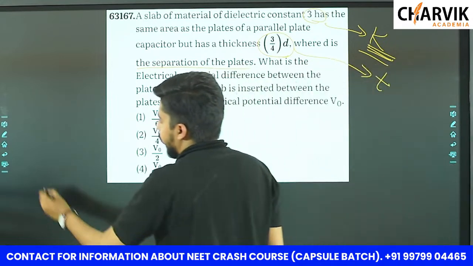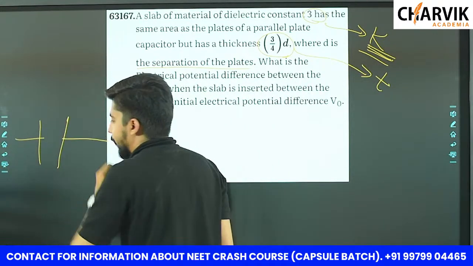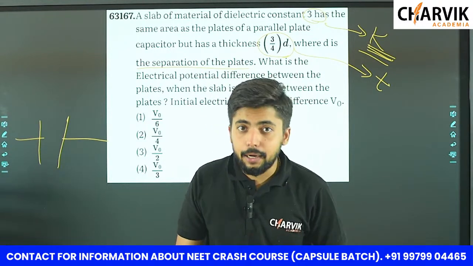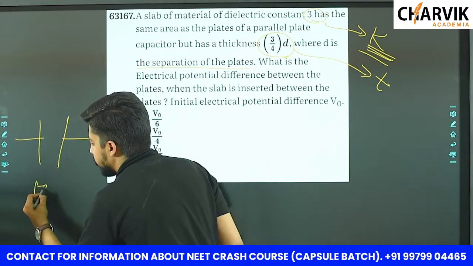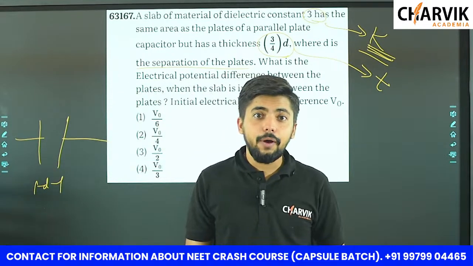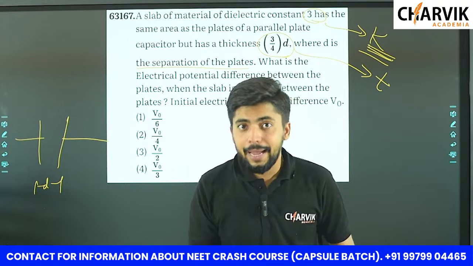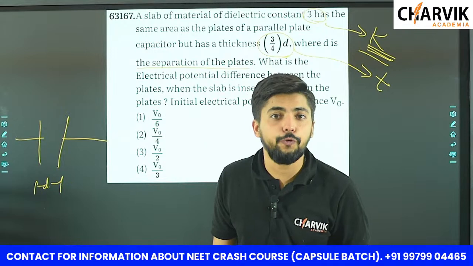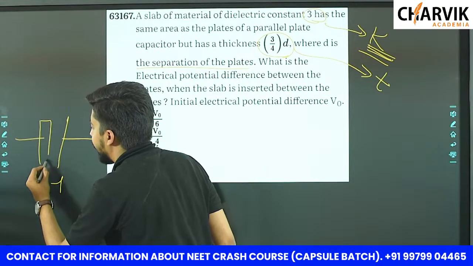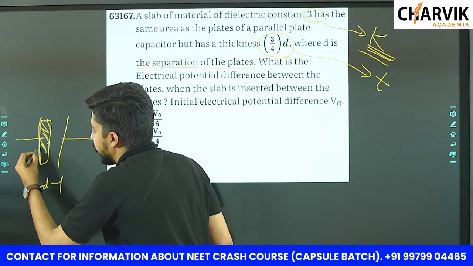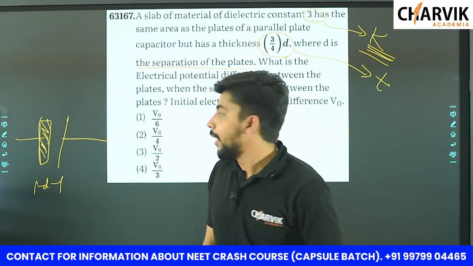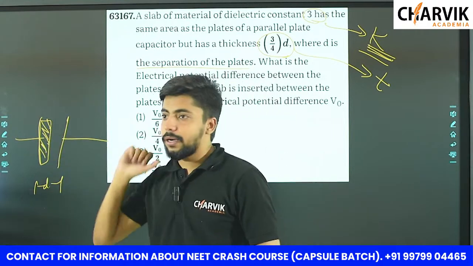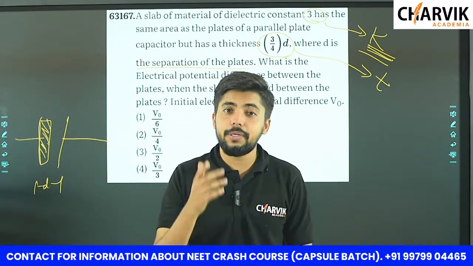So there is basically a parallel plate capacitor, and they are saying that they are adding a slab of dielectric material. The separation distance between the plates is D. Now they have a dielectric slab which has a thickness of 3 divided by 4 times D, approximately this much. And they are adding this slab between the two plates of the capacitor. And when they add this dielectric material, they are asking what will be the change in the electric potential.